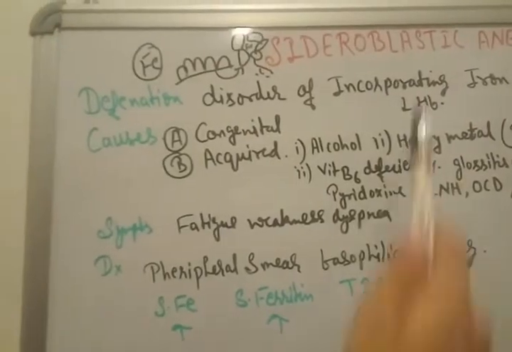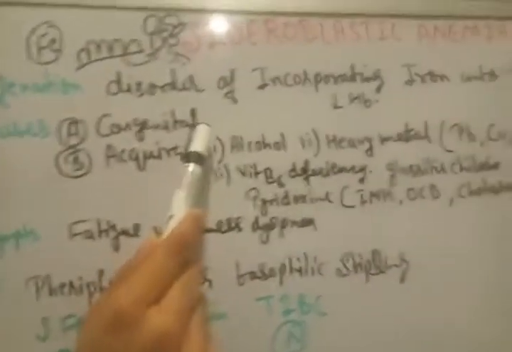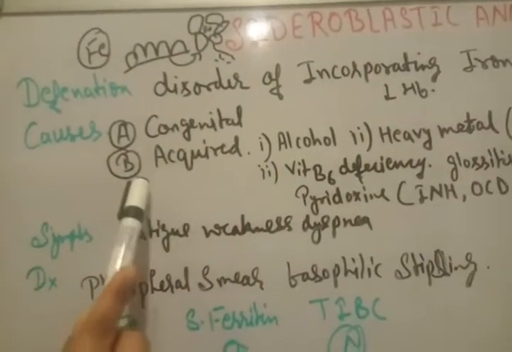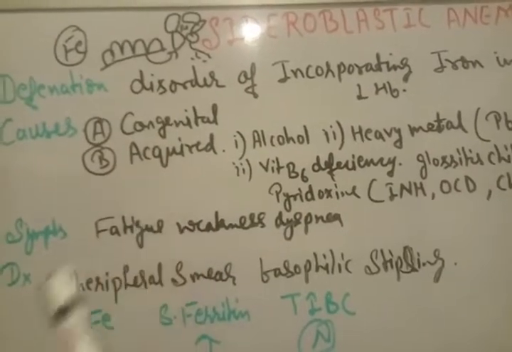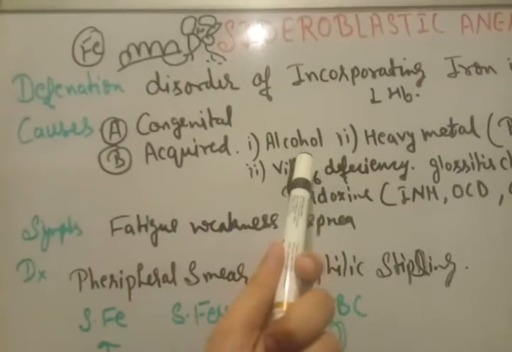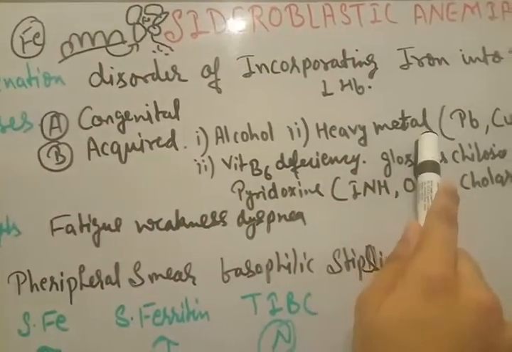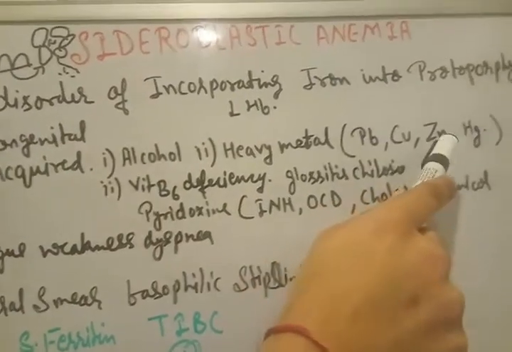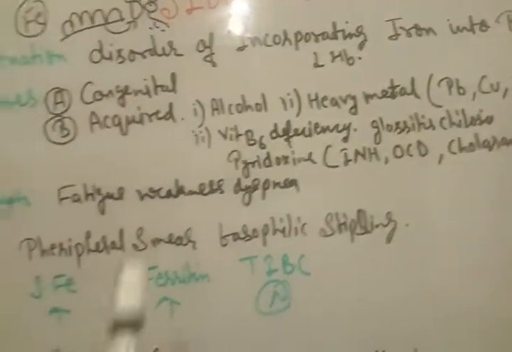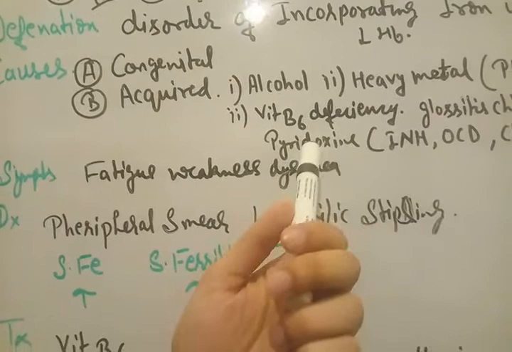What are the causes of sideroblastic anemia? The first cause is congenital, by birth, some defects in a gene. Another one is acquired, which occurs after birth, like in alcoholics. Those who like to drink alcohol develop sideroblastic anemia. Or maybe some heavy metal toxicity like lead, copper, zinc, and mercury can cause sideroblastic anemia. Or maybe due to the deficiency of vitamin B6, that is pyridoxine.